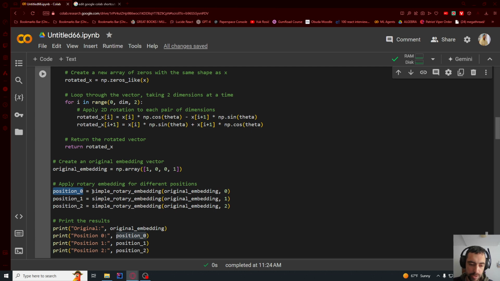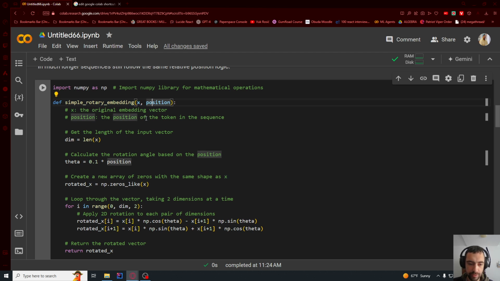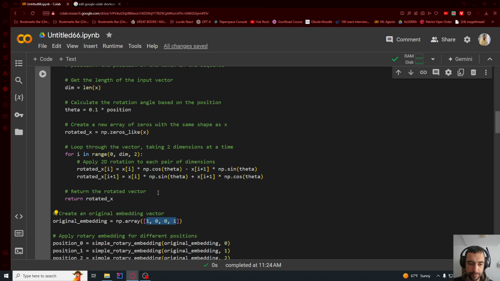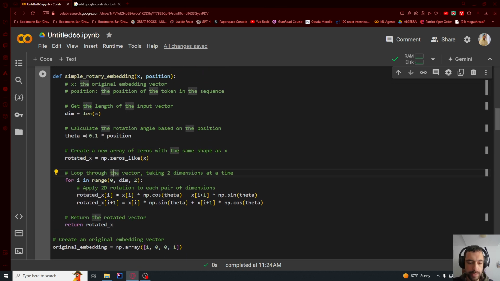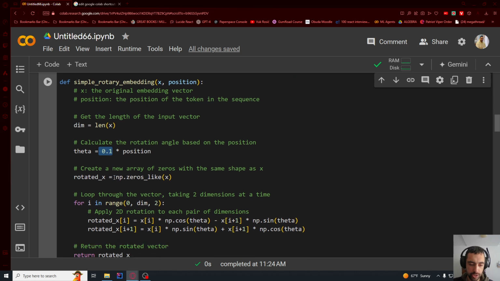So at position 0, we're going to call this function that I will explain. We're going to pass in the vector and the position. Same here and same here. So let's see how this function works. We get the vector and the position of the vector. And then let's get the length of the input vector. This is just the dimension. In this case, it will be 4, because we have 4 characters. Then we will calculate the rotation angle based on the position. As I said, let's start from 0.1: if position is 0, then theta will be 0. If position is 1, this will be 0.1, then 0.2, 0.3. So we will rotate the vector based on the position.